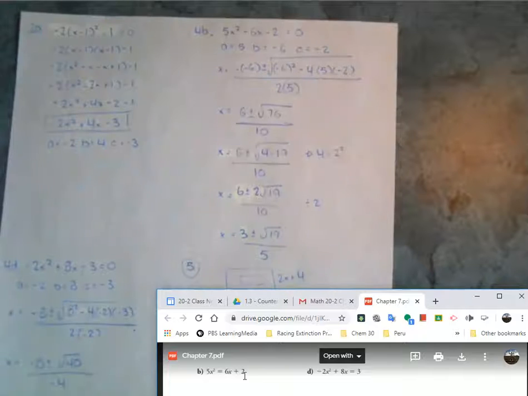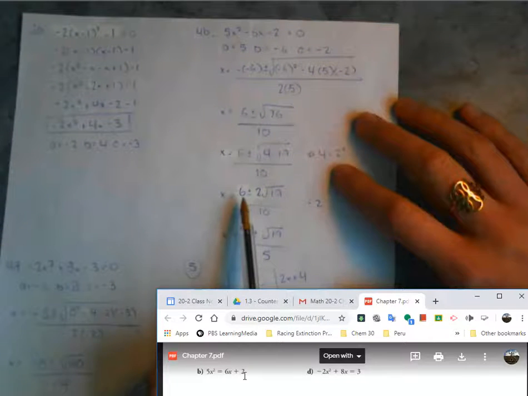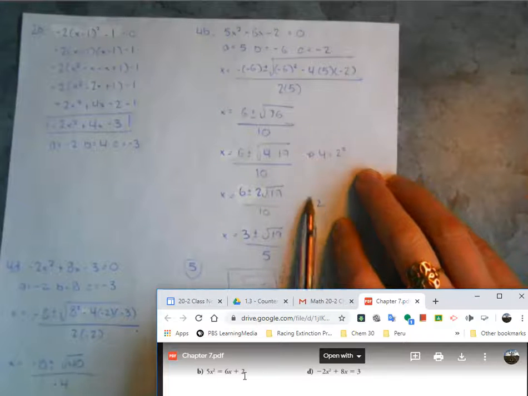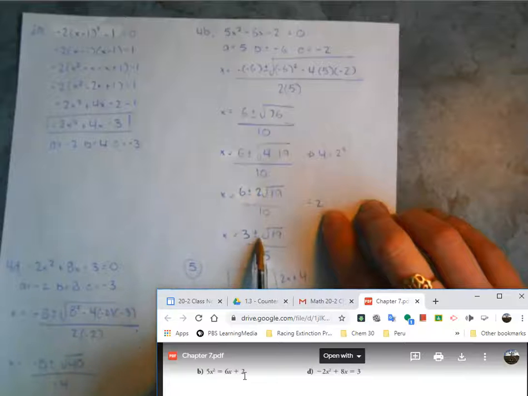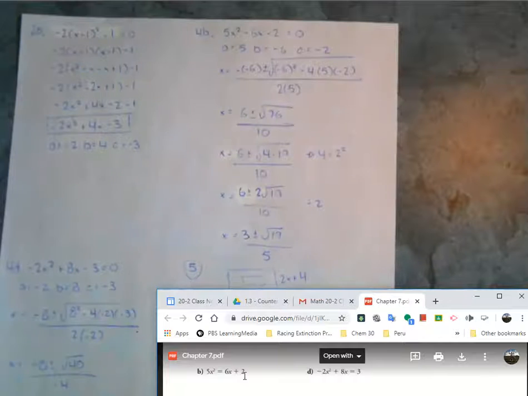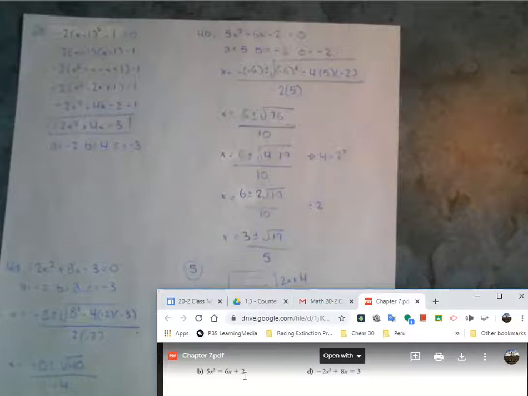So now that we have simplified it as much as we can, see if there's any numbers that will go into all 3 of these values. And so, of course, that's going to be 2. So 6 divided by 2 is 3. 2 divided by 2 is 1, so we can just take out the coefficient for the radical. And then 10 divided by 2 is 5. So that's going to be our final answer here, 3 plus or minus root 19 divided by 5.